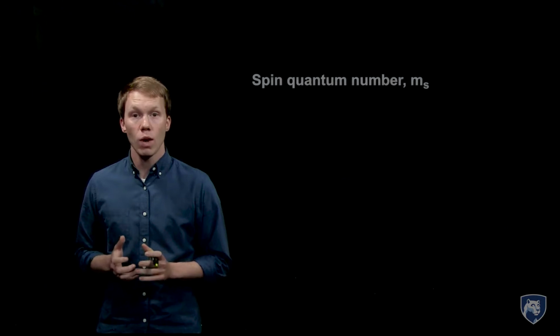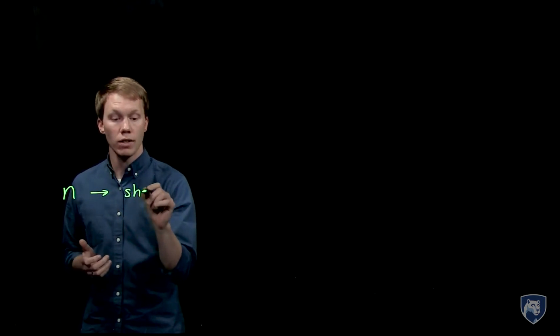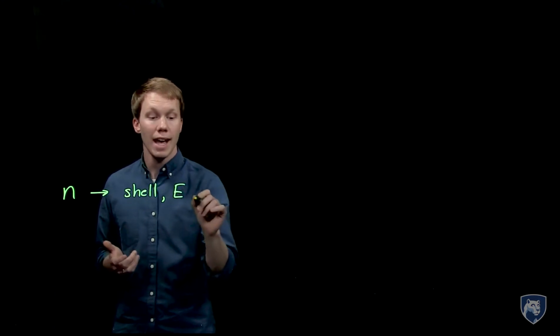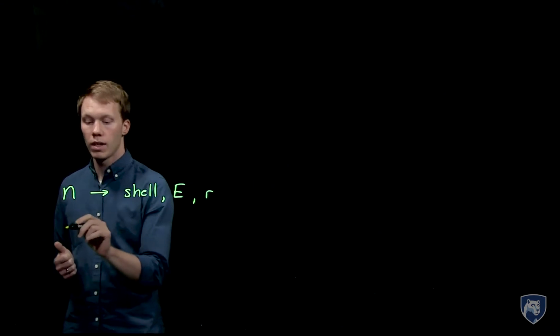Hi class, in this video we are going to learn about the fourth quantum number known as spin quantum number m sub s. So far we have seen three quantum numbers that describe the spatial location of an electron. They are principal quantum number n, which tells me about the shell that the electron resides in and gives me an indication of the energy and distance that those electrons are from the nucleus.